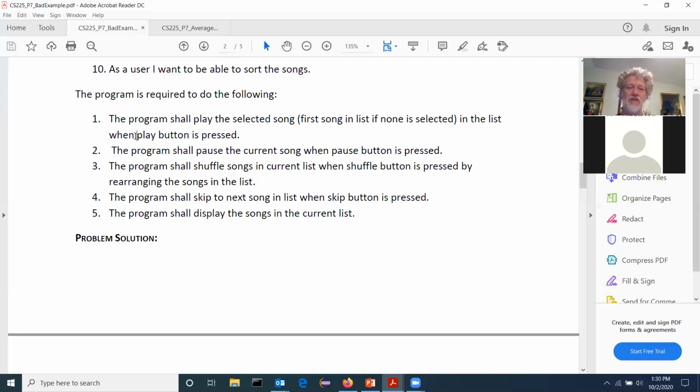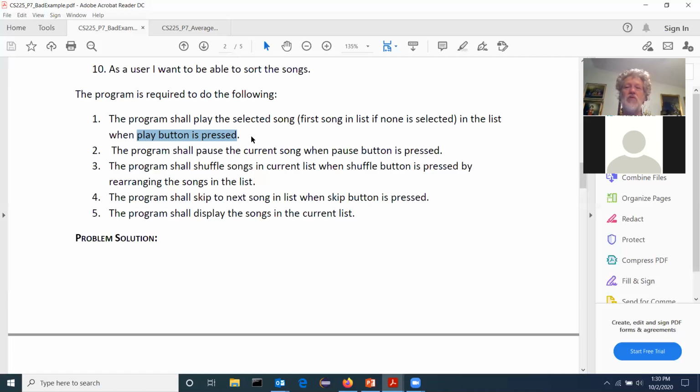I do have a little problem with this. When the play button is pressed, that snuck up on you so quick you probably didn't even see it. We've all used MP3 players. We all know they have a play button and a pause button and a rewind button and a stop button. But that's a design element.